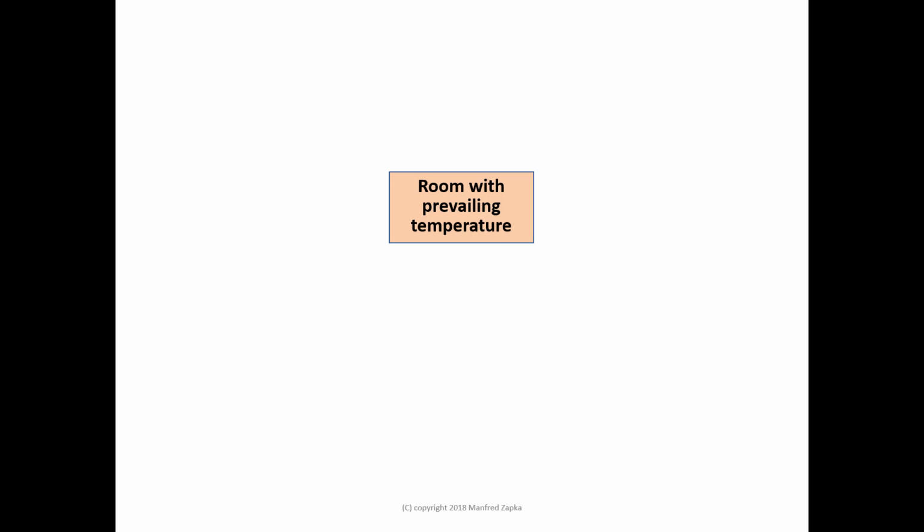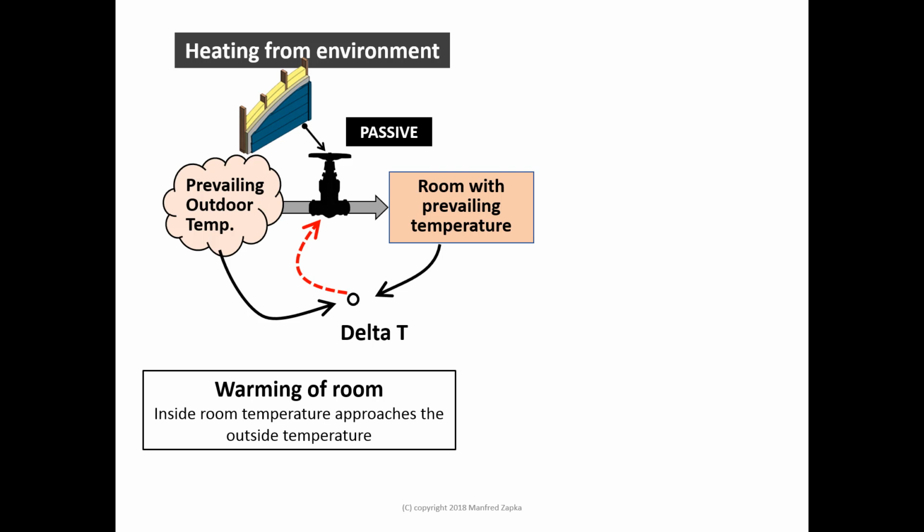We now are looking at a basic process diagram. Balancing loop 1 is the warming of the room from the outside environment. This is a passive process as heat flows from the outside through the building envelope to the indoor space. The driving force is the temperature differential between the outside and the inside.